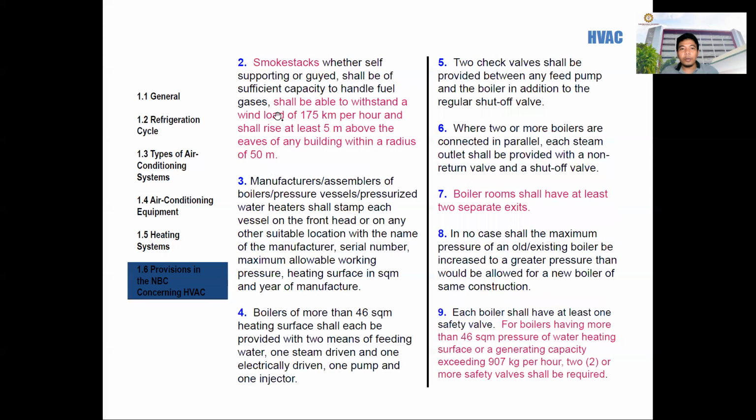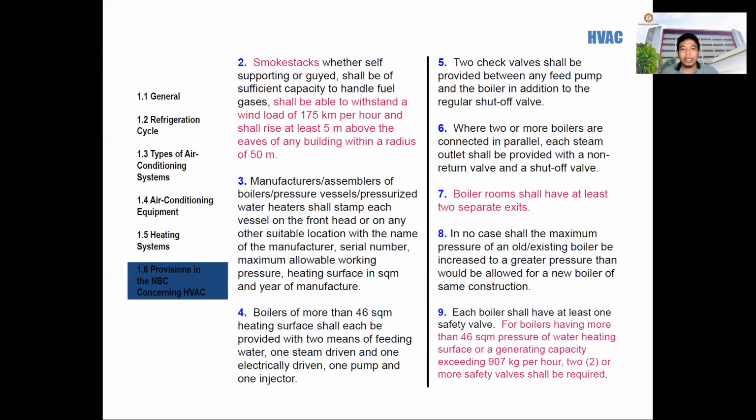So number two, you have smokestacks, whether self-supporting or guyed, shall be of sufficient capacity to handle fuel gases, shall be able to withstand a wind load of 175 km per hour, and shall rise at least 5 meters above the eaves of the building within the radius of 50 meters. Sorry, 50 meters.